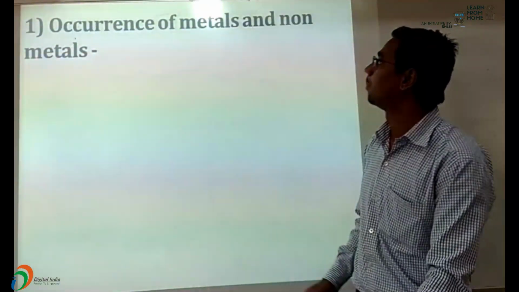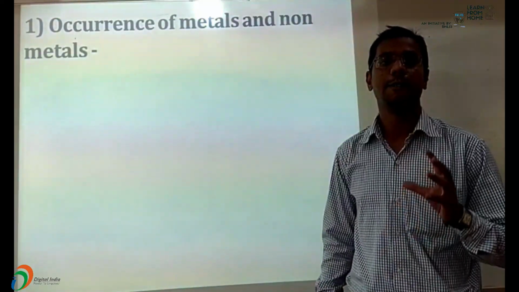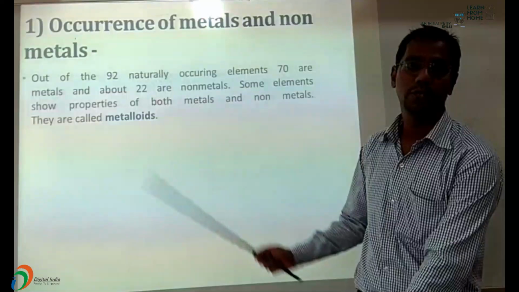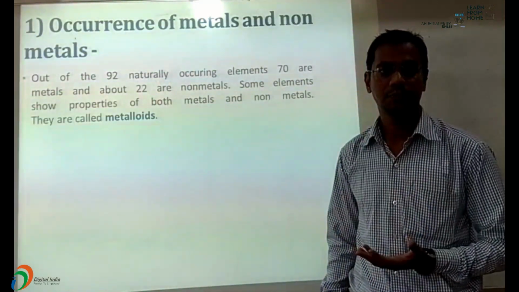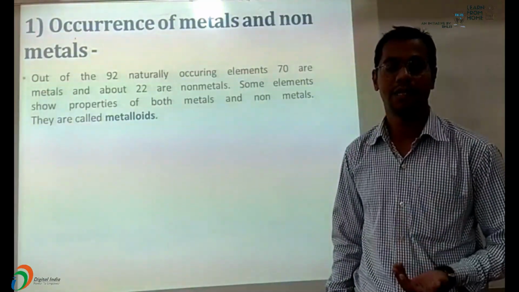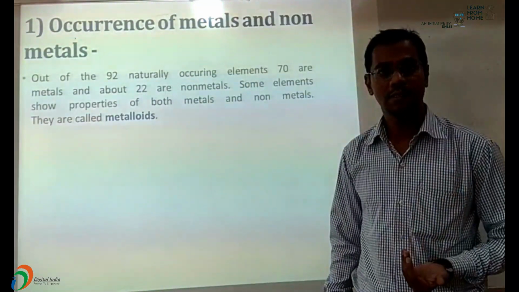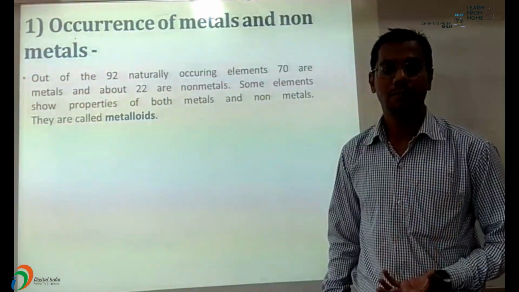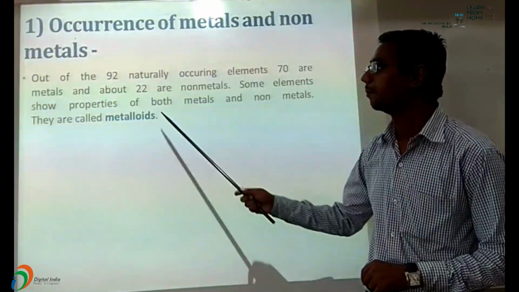Occurrence of metals and non-metals. We know how many metals and non-metals are available right now. There are a total of 92 naturally occurring elements, and right now we have many more, 118 total elements. Many of them are metals and a few are non-metals. Among them there are certain elements that show the properties of both metals and non-metals. They are called metalloids.